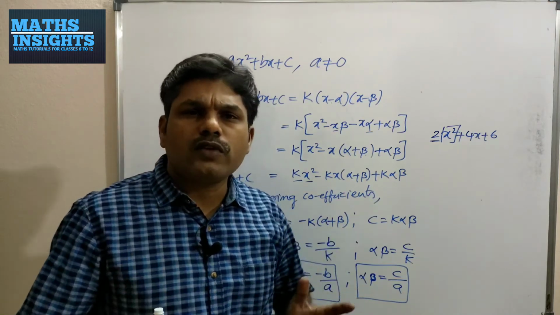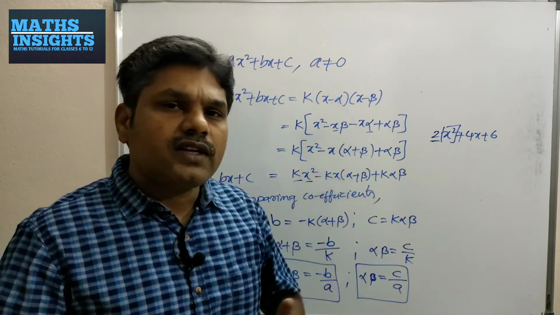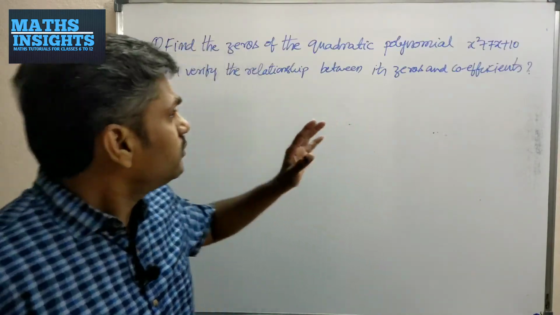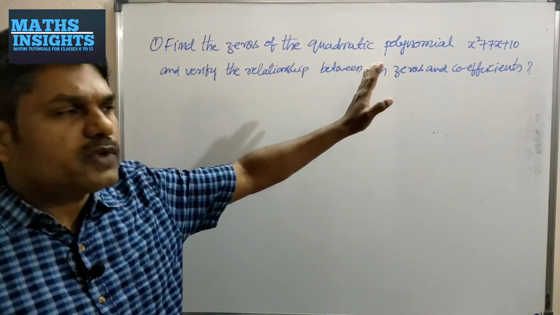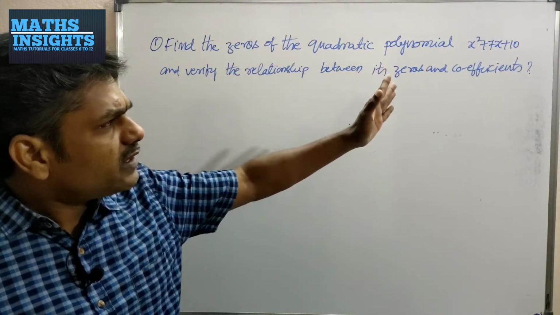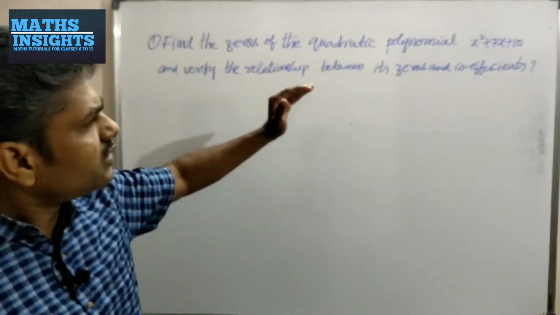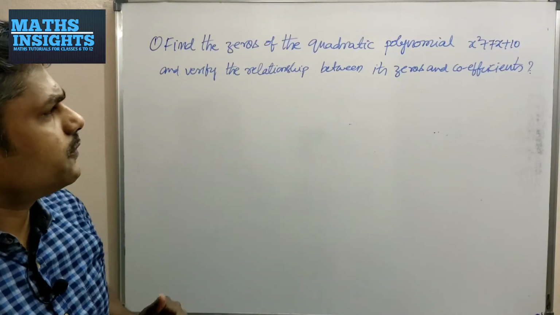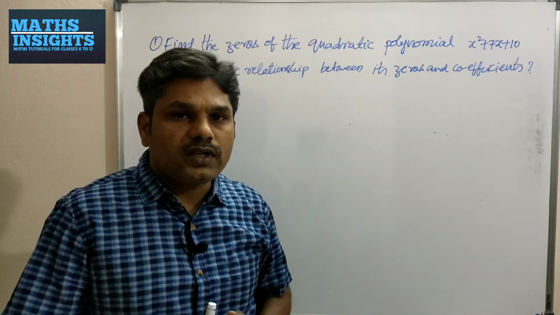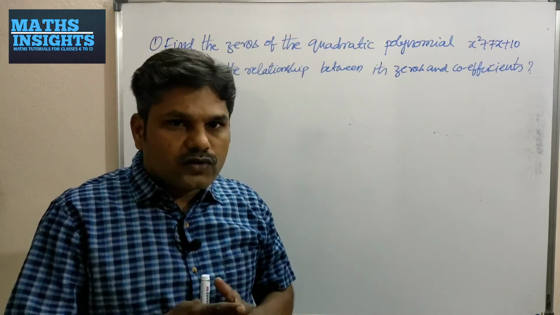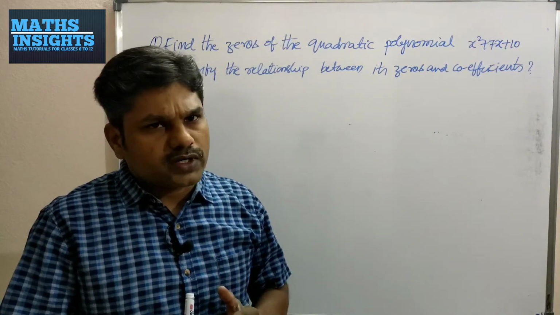If you solve some problems on this concept, then this will become very clear to you. This is the first problem. What is the problem? Find the zeros of the quadratic polynomial x square plus 7x plus 10 and verify the relationship between its zeros and coefficients. First, you have to read the problem clearly and carefully. What is the data given, you have to assess, and what is to be found. This is very, very important.